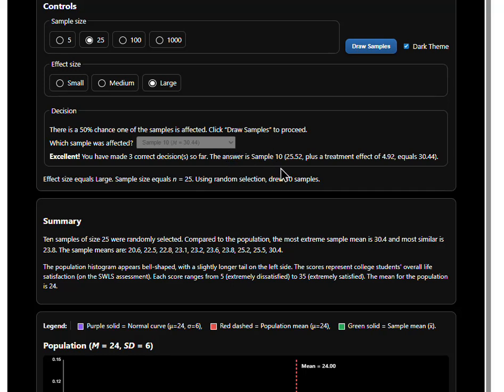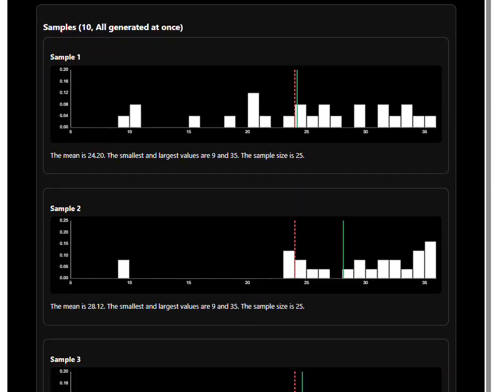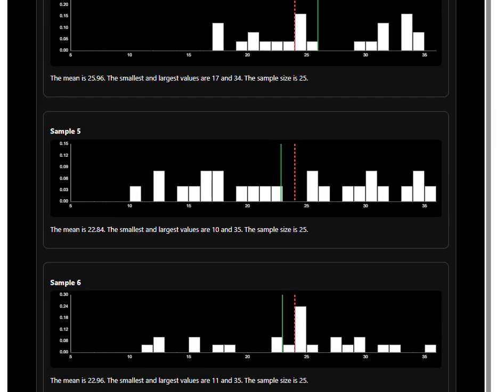And so the answer is sample 10. It had a mean of 25.52, so it wasn't exactly 24. There was some random variation, plus a treatment effect of 4.92 equals 30.44. So far, we're doing great here. I'm looking at sample 2, and that suspiciously looks like it has a treatment effect.